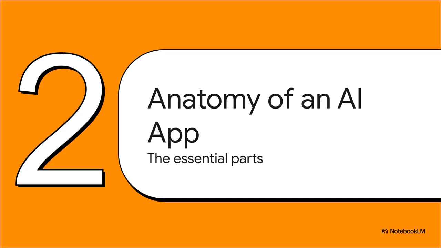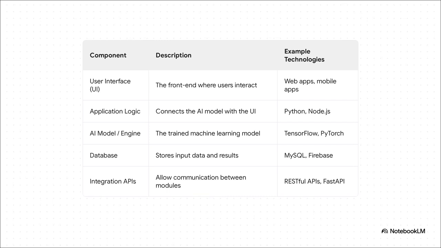Okay, so we've got our roadmap. Now let's pop the hood and look at the actual parts of the app itself. You see, every AI application has a kind of anatomy, a set of essential components that all need to communicate and work together. Understanding these parts is key to seeing the bigger picture. This table lays it all out, but let's think of it in simpler terms.